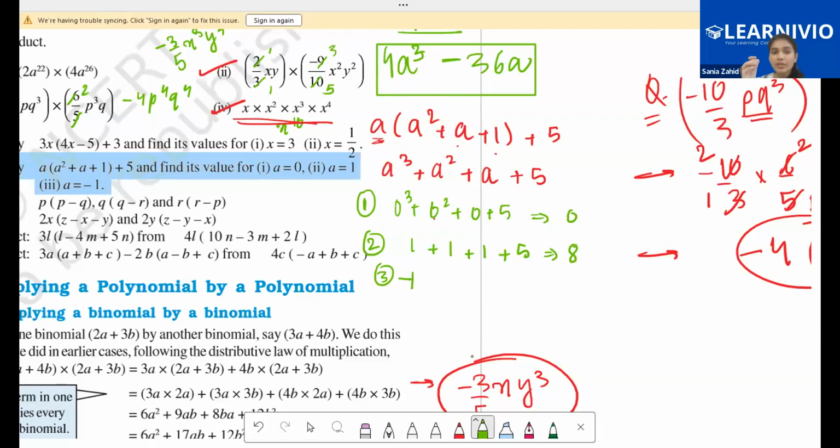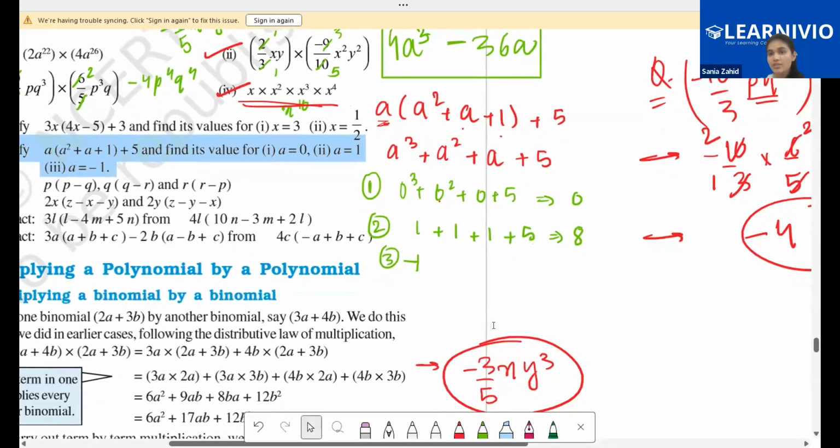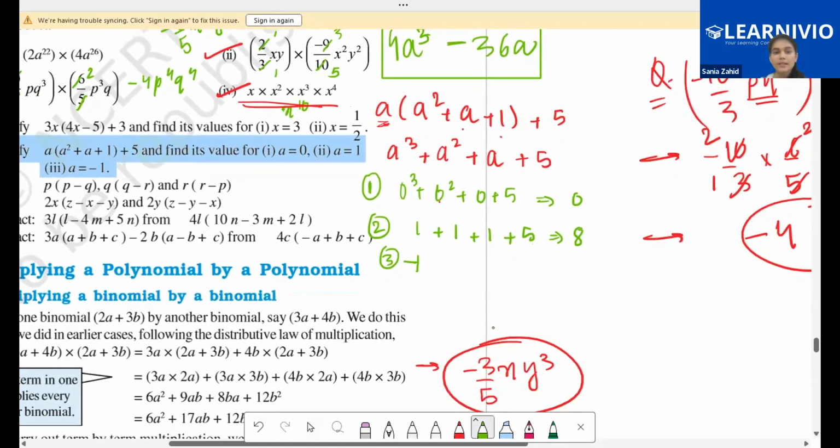For example, even if it was minus 2 cube, whatever your answer is, that will have a negative sign. Even if it is minus 2 to the power 5, it will have a minus sign. But if the power is an even number, your answer is a positive number, right? So remember this rule: whenever power is even, you get a positive answer. Whenever power is odd, you get a negative answer. Then what is minus 1 square? 1. Then here you will just write minus 1 only and then plus 5. So 0, 5, you get 4.